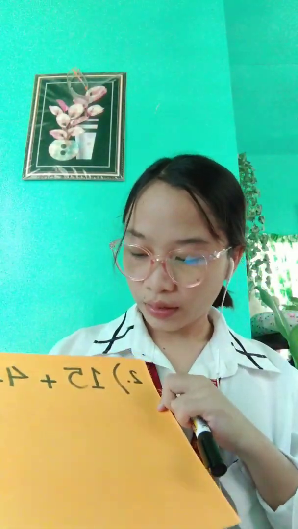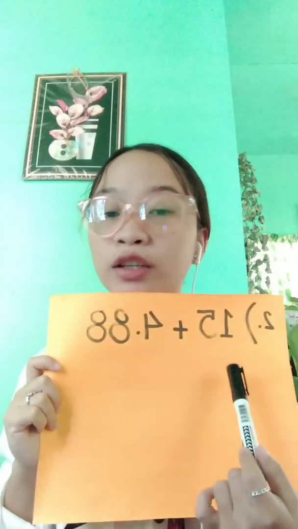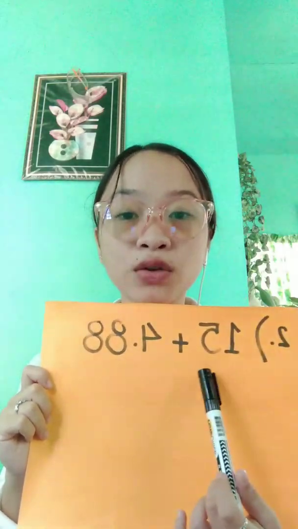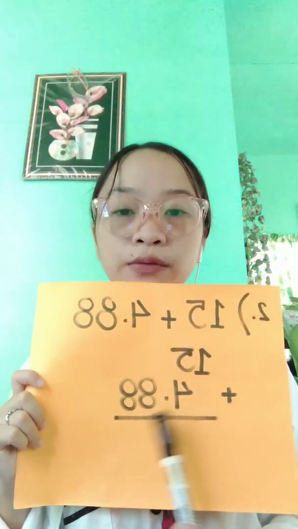Another example I have here: 15 plus 4 and 88 hundredths. So, 15, whole number siya. So, again, back to the procedure. The first one is to line up the decimals. Okay, I am going to line up now the decimals. 15 plus 4 and 88 equals. Okay, so mao na siya ang result. 15, 4 and 88 hundredths.